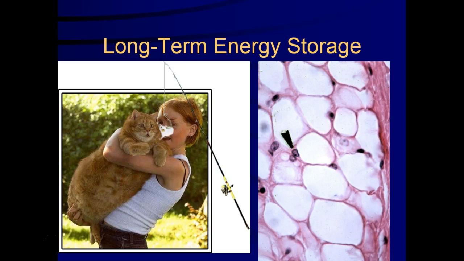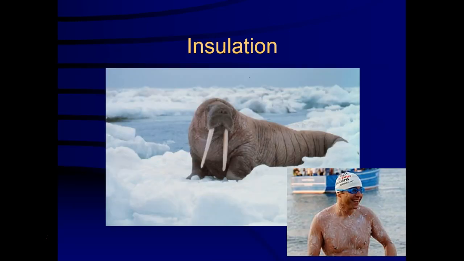The other thing that fat is a function of is a particularly good insulator. It is a terrible conductor of heat, so it really works great in keeping things cold or keeping things warm. In the case of marine mammals like this walrus here, we find that marine mammals like whales and walruses and seals often have big, thick layers of fat. We call that blubber.